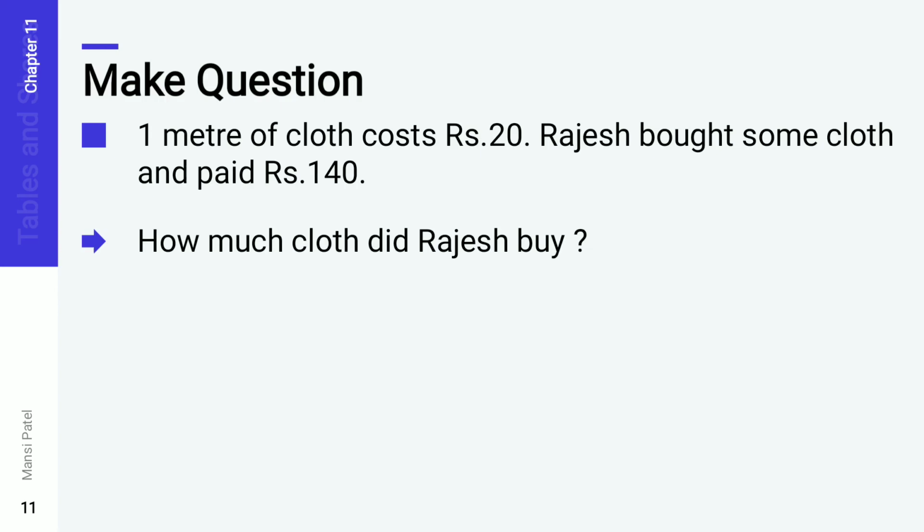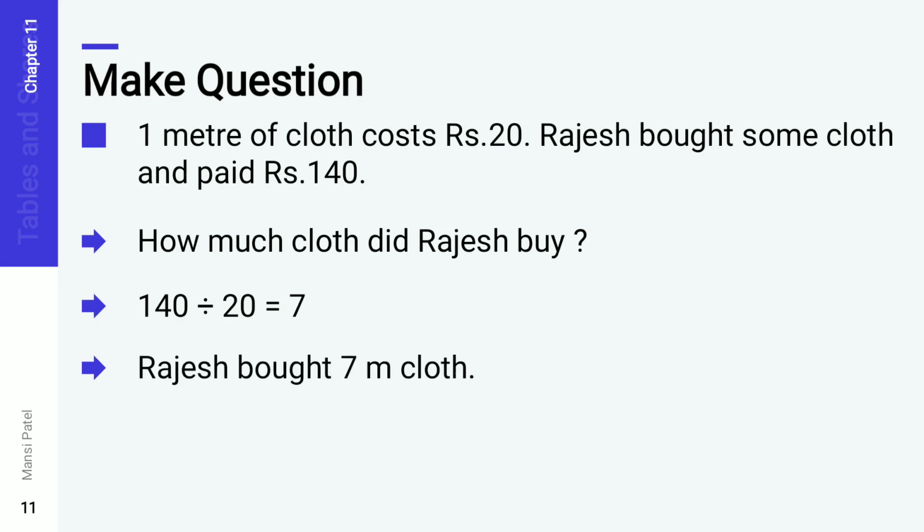Here we have to find out the amount of cloth that we don't know, but we have both the things in total, in cost. Both the costs were given in rupees, that is the total. So here what do you want to do? Here you have to do the division. 140 divided by 20. 7 twos are 14, so 7 twenties are 140. Therefore, your conclusion statement is Rajesh bought 7 meters of cloth.